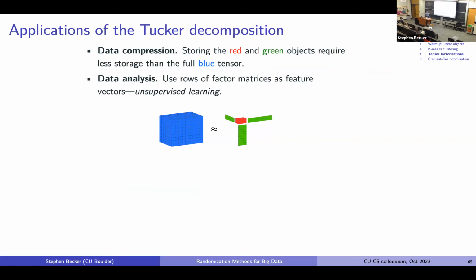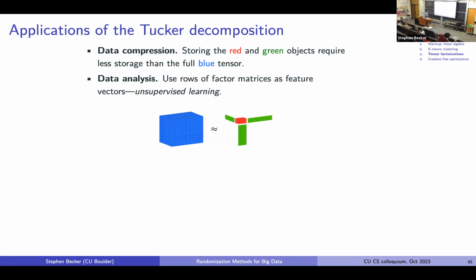Sometimes we do data analysis on these factors. For example, if you've seen spectral clustering, you find eigenvectors and you cluster on those eigenvectors. Think of these as something analogous to eigenvectors, and I could cluster on those.